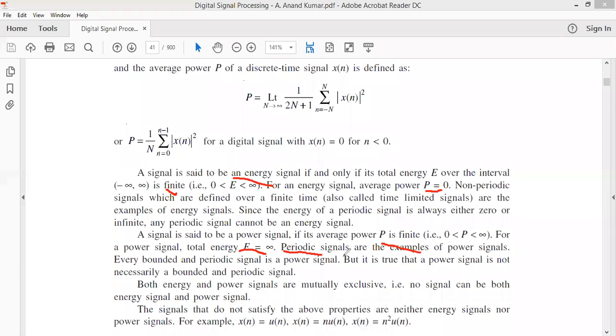We have discussed that energy and power signals are mutually exclusive. Any signal can be an energy signal or a power signal, but it cannot be both. So no signal can be both an energy and a power signal. Now take any signal which does not satisfy these two conditions. The first condition we discussed is that an energy signal should have finite energy and zero power, whereas a power signal will have infinite energy and finite power.